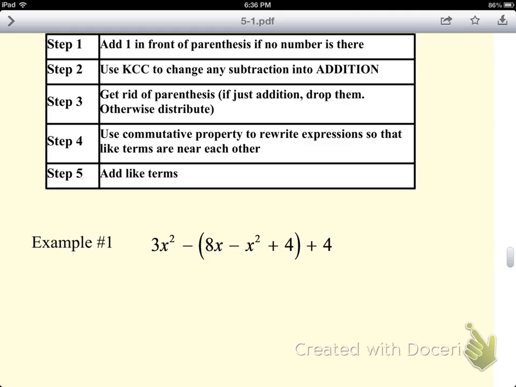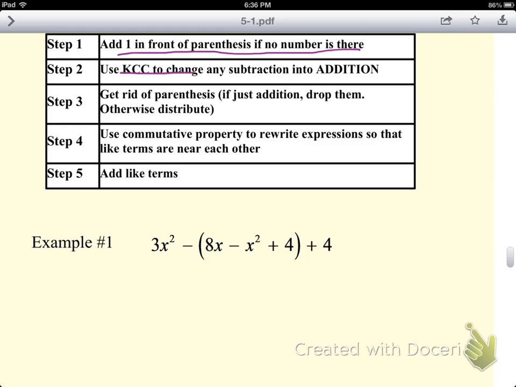Okay. Now we're going to talk about how we simplify expressions, because that's the next thing that we do. So you might want to take a second and pause the video and write down these notes. Our step one is, anytime, we've done this before with equations, when we had equations with things that we need to distribute, we're going to add a 1 in front of any parentheses when there's no number there.